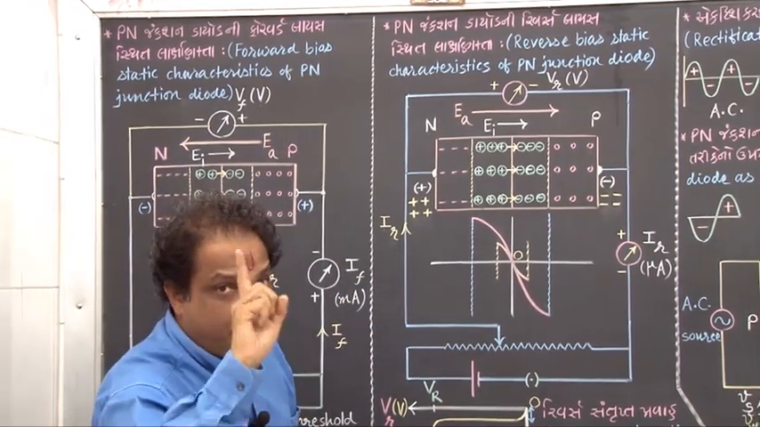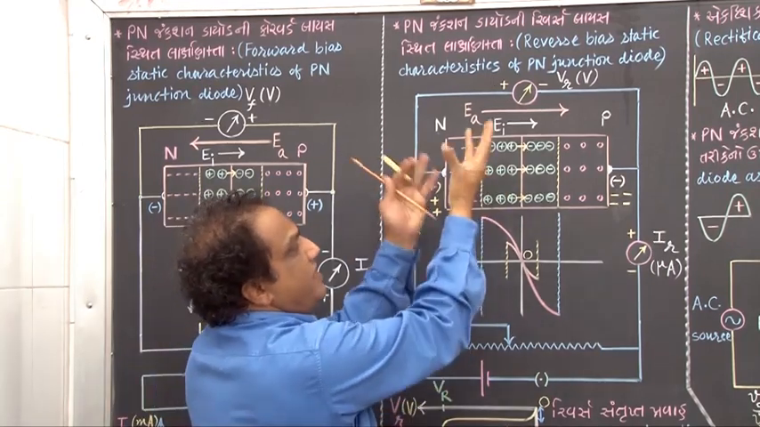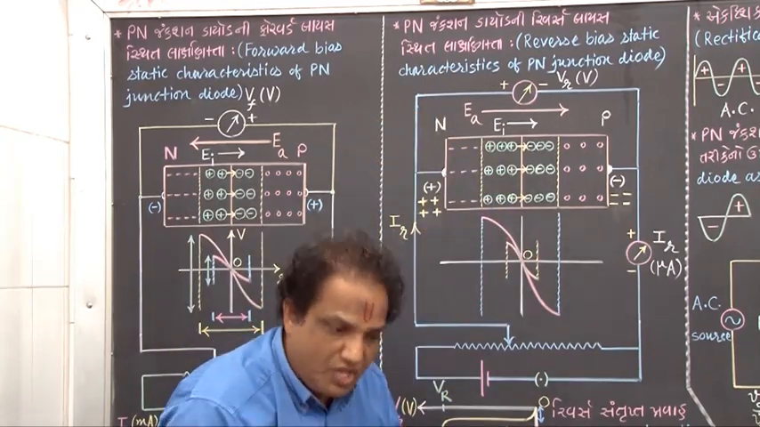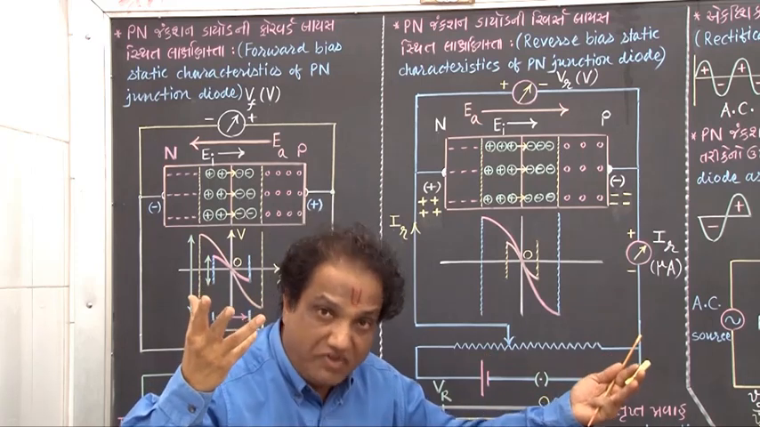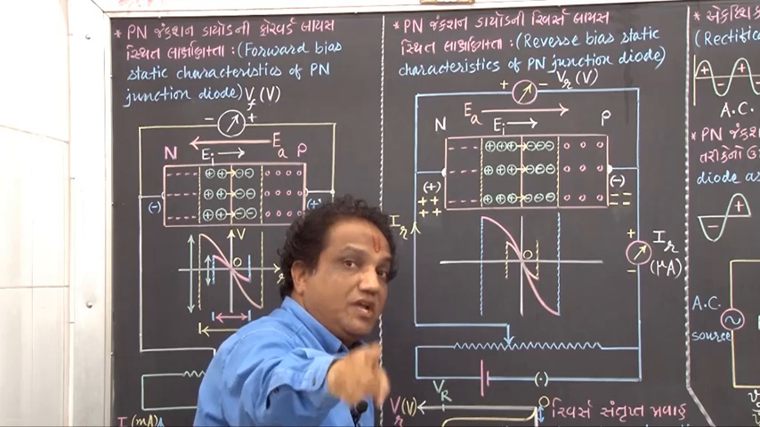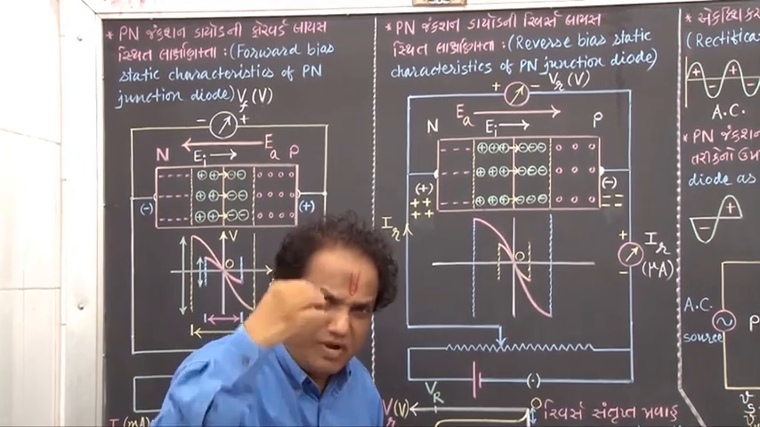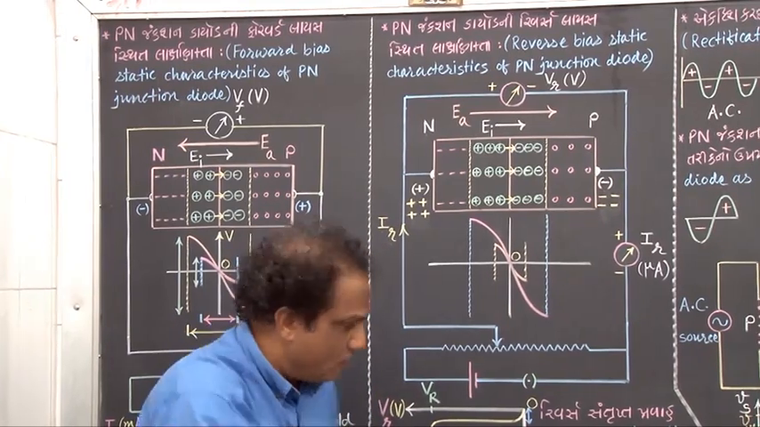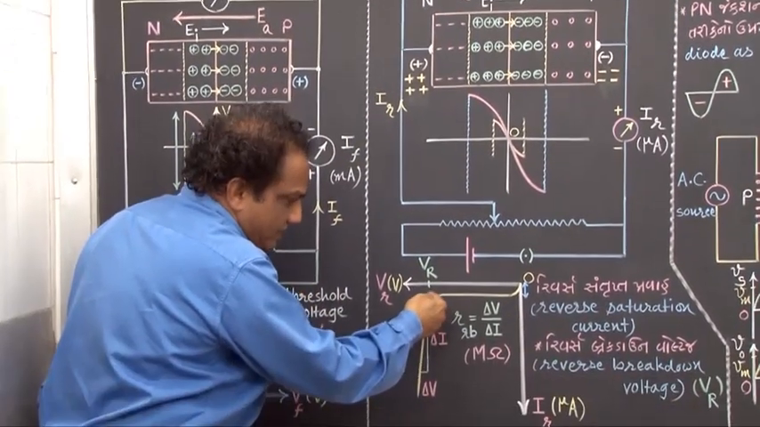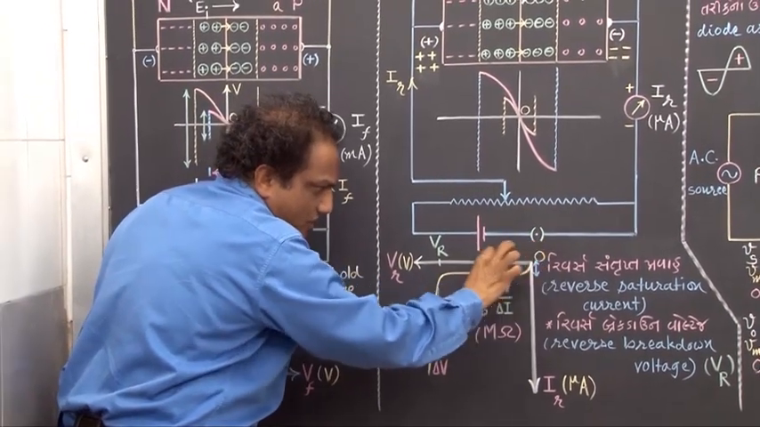If it causes breaking of the majority of covalent bonds, then it will release a very large number of free electrons, and if all of them take part in the conduction of electricity, naturally the current will increase very fast. I mean suddenly, very briskly, the current will start increasing now. You can see the sudden rise in the current. Earlier it was very small and constant.